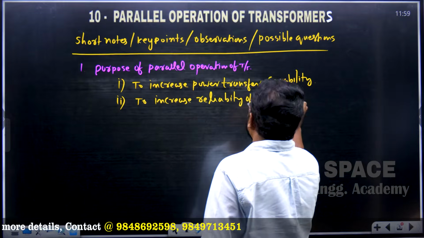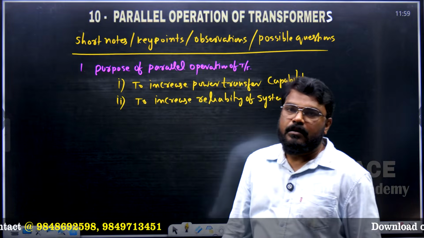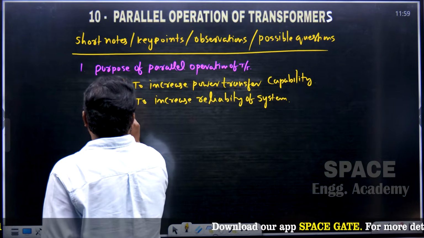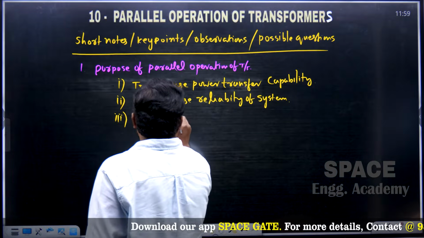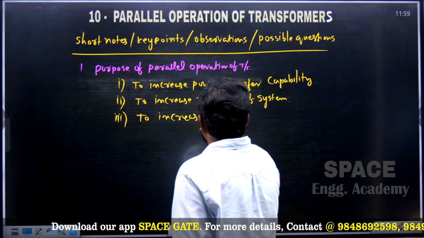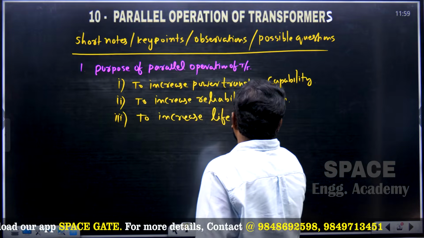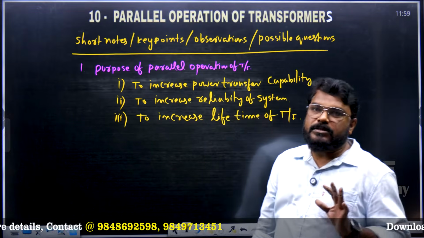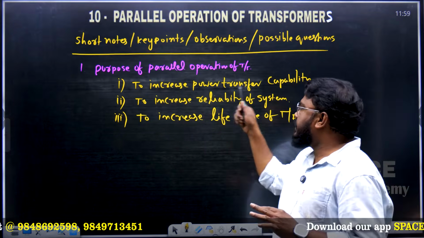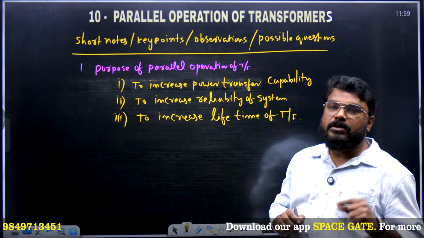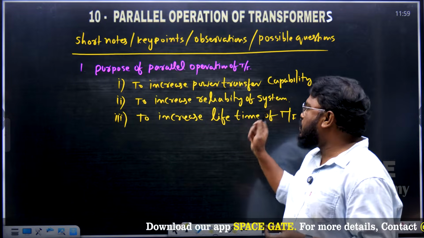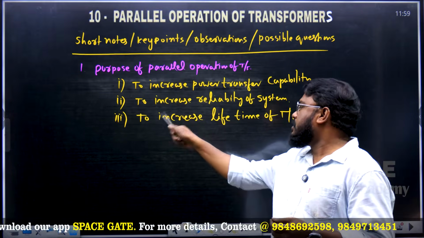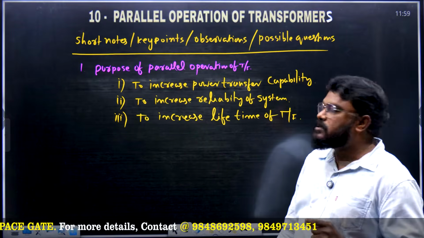And the third objective of parallel operation of transformers is to increase the lifetime of the transformers. These are the purposes of the parallel operation. One is to increase the power transfer capability from the source to the load, the second is to increase the reliability of the system, that is, continuity of the supply, and the next is to increase the lifetime of the transformers.